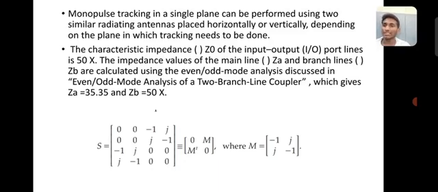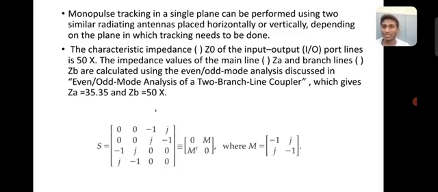So the characteristic impedance Z0 of the input and output port lines is 50 ohms, and the impedance values of the main line ZA and branch line ZB are calculated using the even odd mode analysis discussed in the even odd mode analysis of two branch line coupler, which gives ZA equal to 35.35 ohms and ZB equal to 50 ohms. So this impedance of a main line and branch lines can be calculated using the principles of theory of even and odd mode analysis of a two branch line coupler.